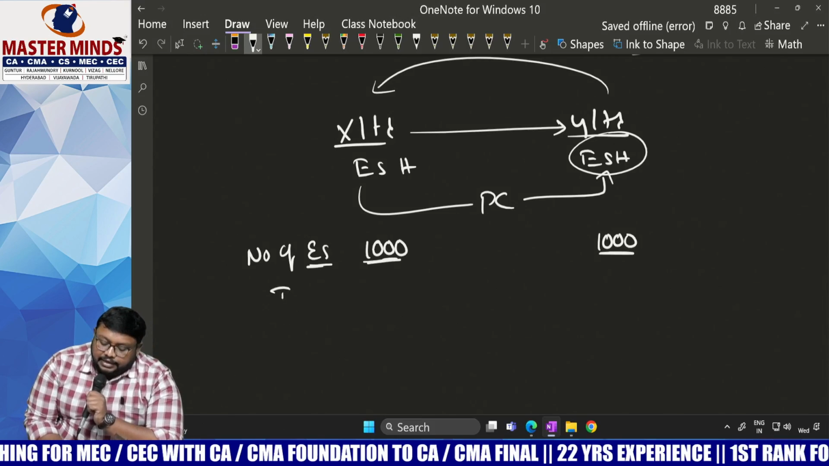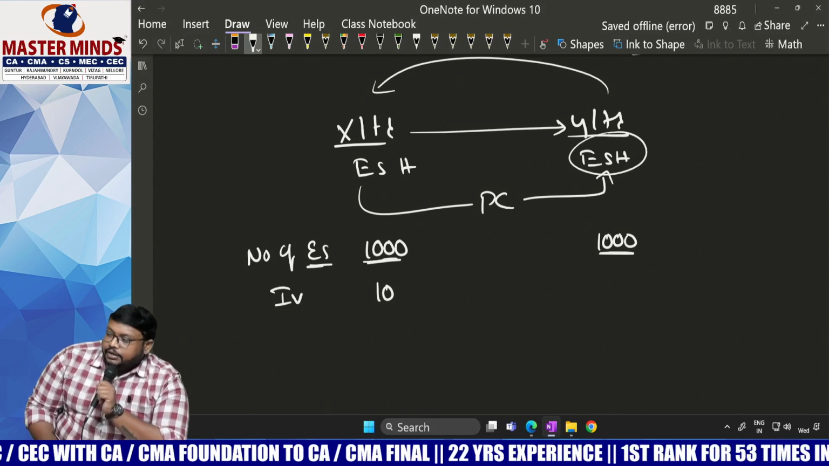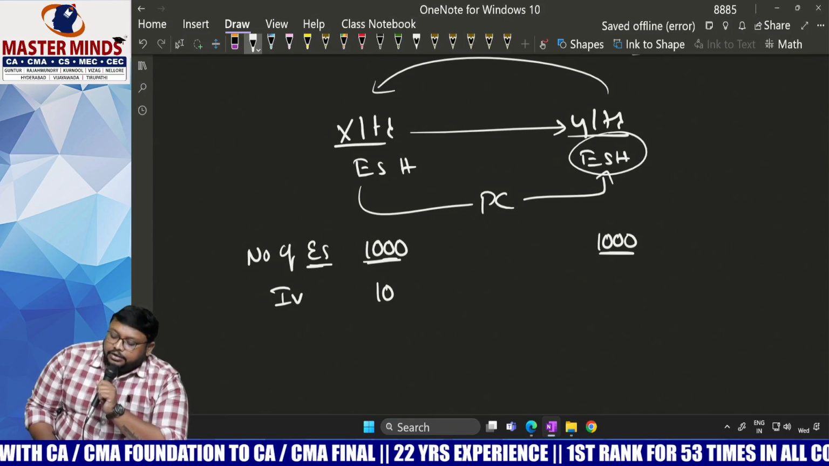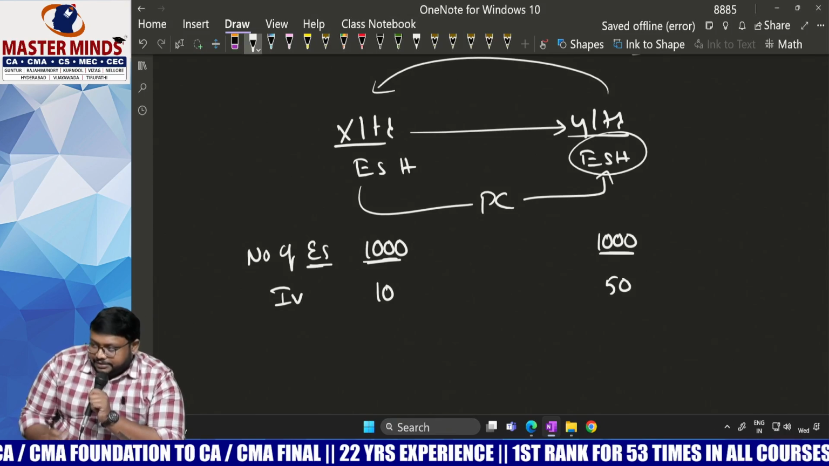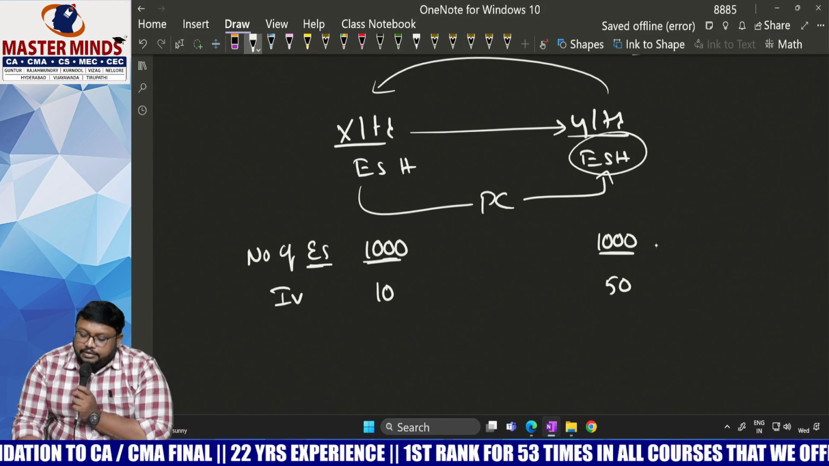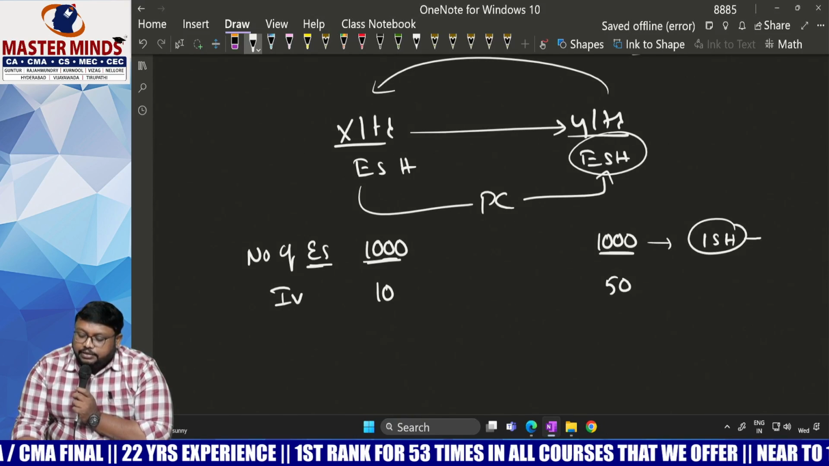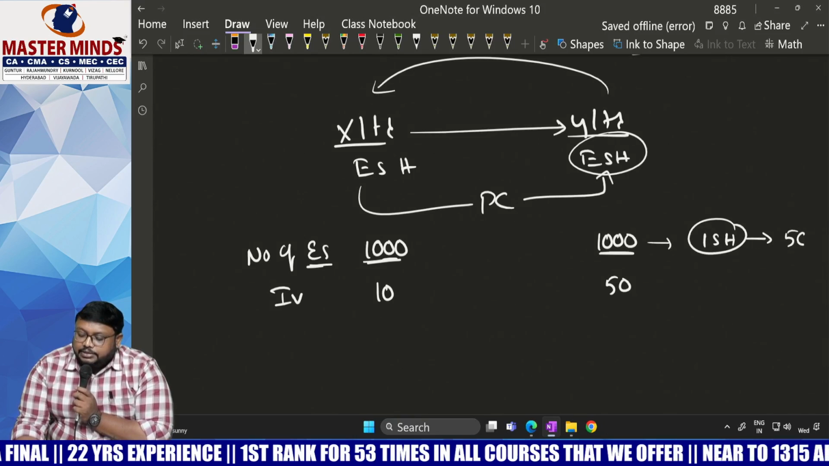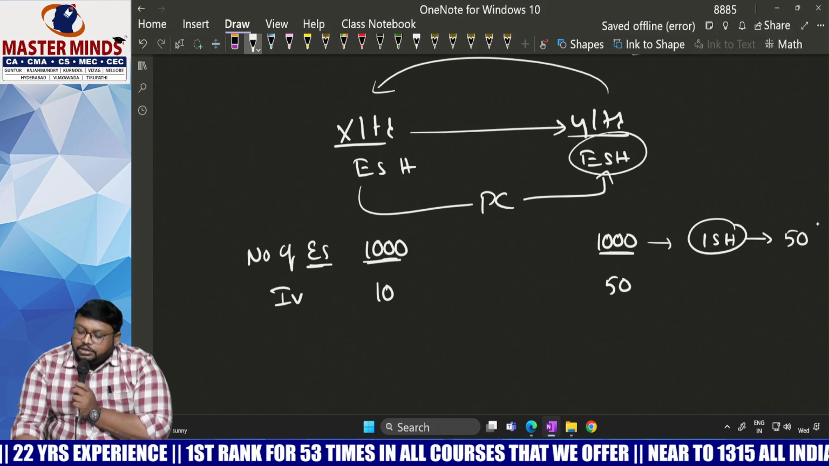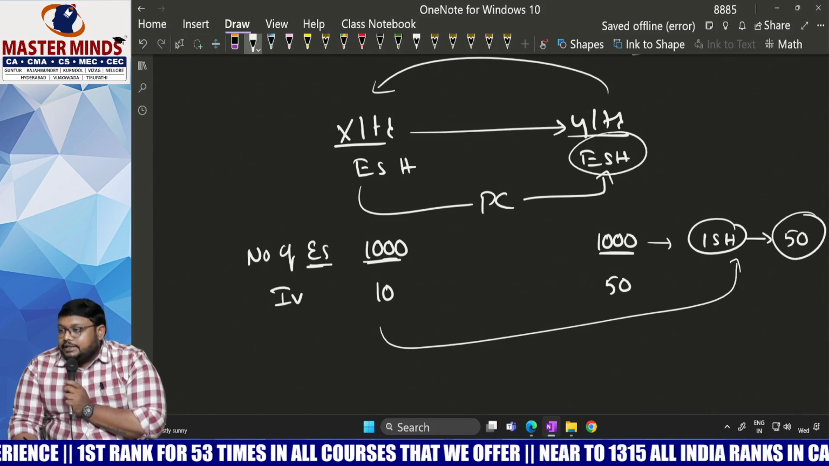But here the intrinsic value of a share is 10 rupees. One share is how much? 10 rupees. Here one share is 50 rupees. That means one shareholder, one share, value is how much? 50 rupees. In order to settle 50 rupees, how many shares do I have to give? 5 shares I have to give.